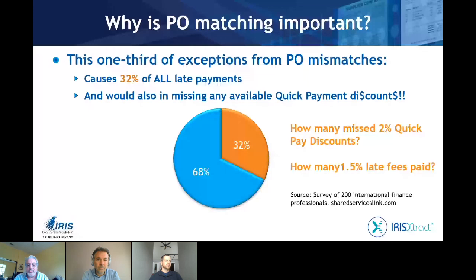And if these mismatches cause late payments by being later than 30 or 60 days, then of course the company has also already lost any available quick pay discounts, typically 2%, as in 2/10 net 30. So on a single transaction, this could mean a 3.5% swing. Aggregated, these costs really add up, negatively impacting bottom line profits.